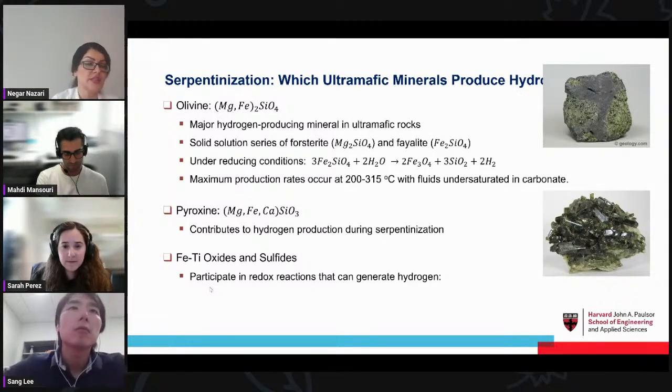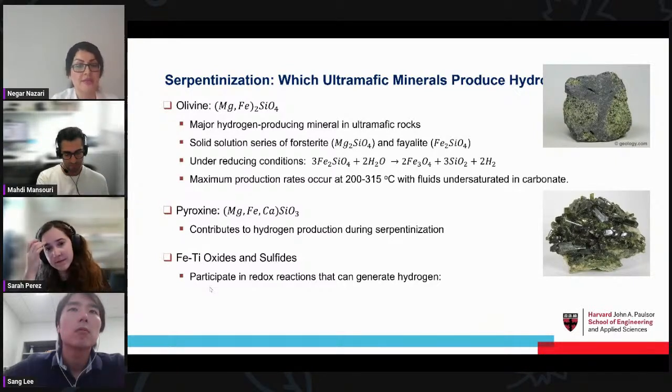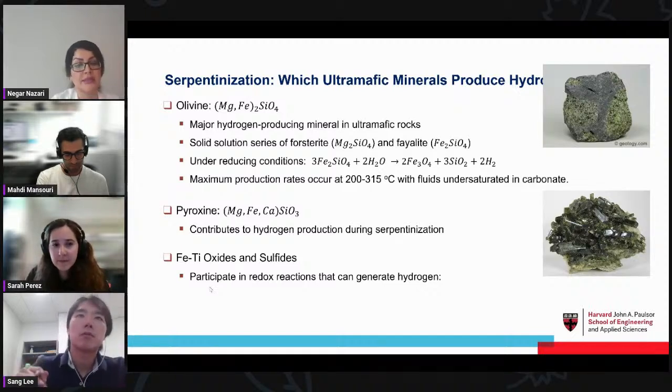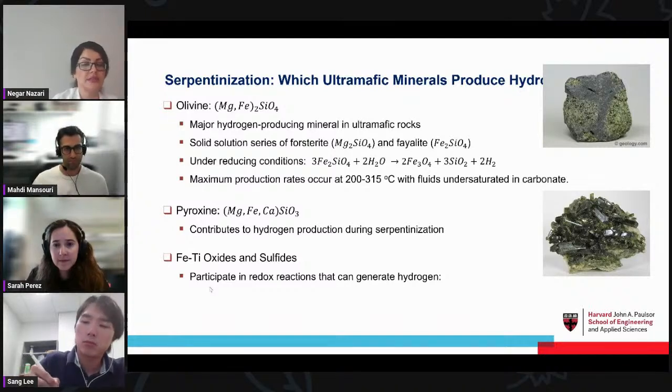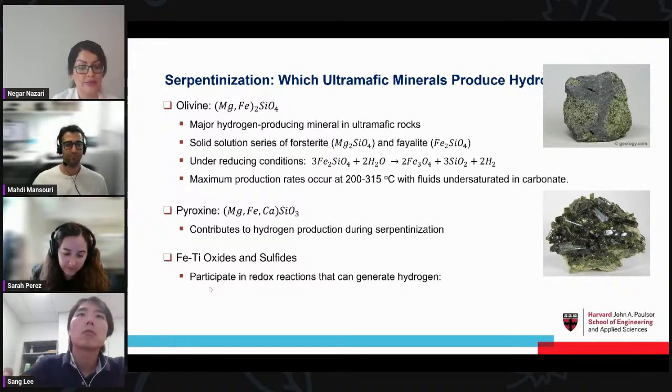Under reducing conditions, the fayalite reacts with water, and it produces hydrogen. The maximum production rate happens at temperatures of 200 to 350 degrees C, with fluid undersaturated in carbonate. So we need three conditions for that: a reducing environment, high temperature, and undersaturated fluids in carbonate.